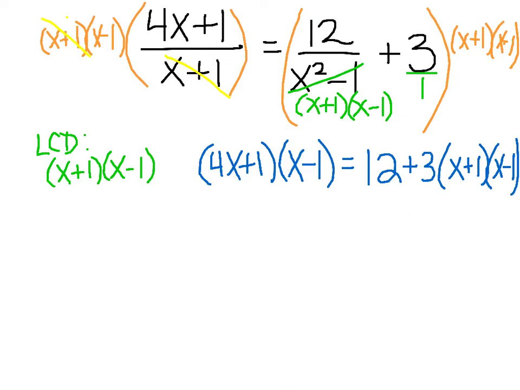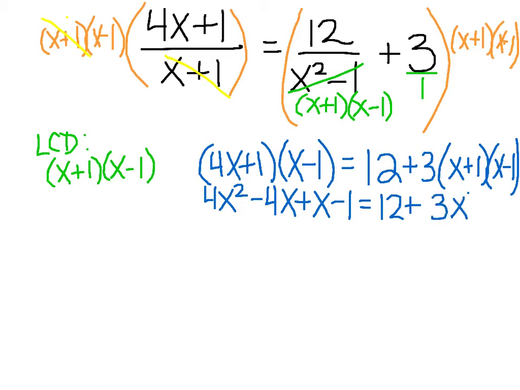All right, multiplying this out, we have 4x squared minus 4x plus x minus 1 equals 12 plus, now we know x plus 1 times x minus 1 is x squared minus 1, so that's going to be 3x squared minus 3. If I went too fast for you there, the quicker way for me that I saw it was this x plus 1, x minus 1 was the factored form of this. And then I just took this 3 and multiplied it by each term here.